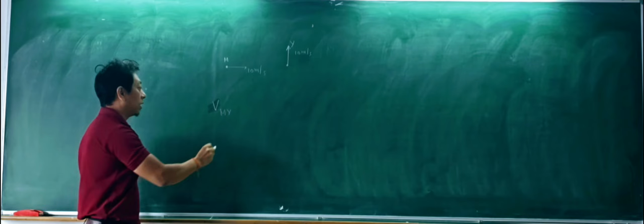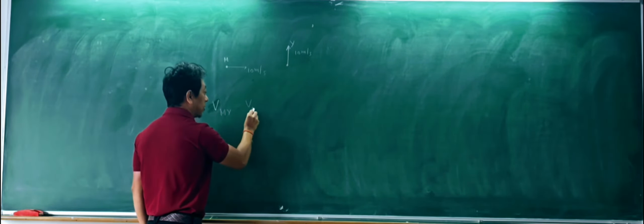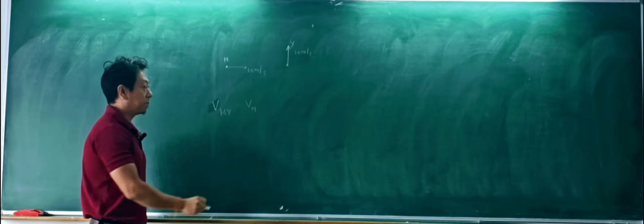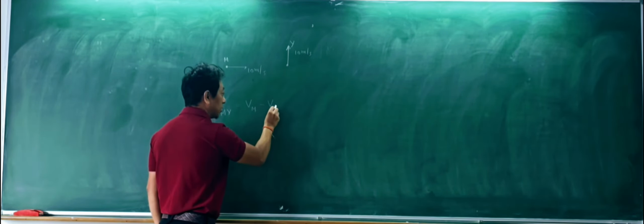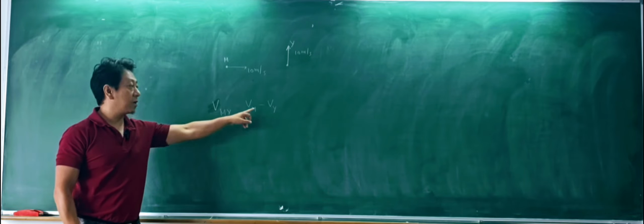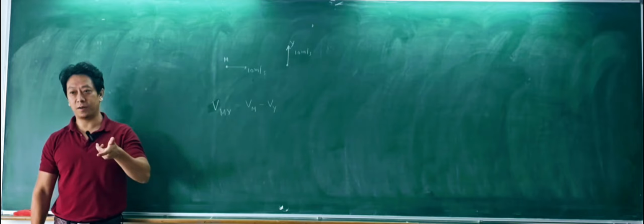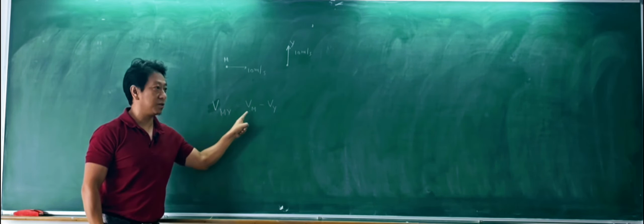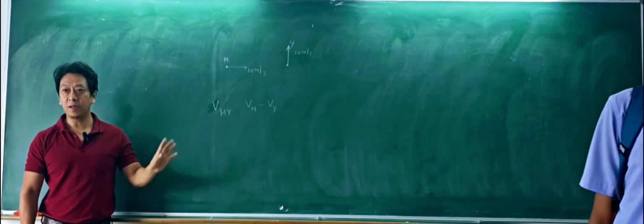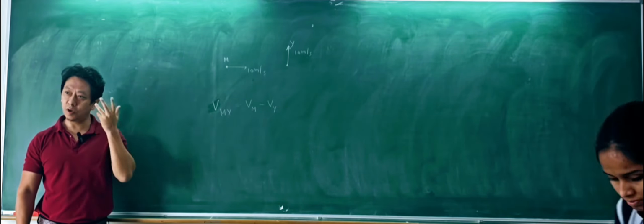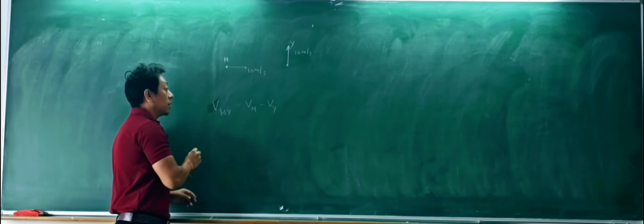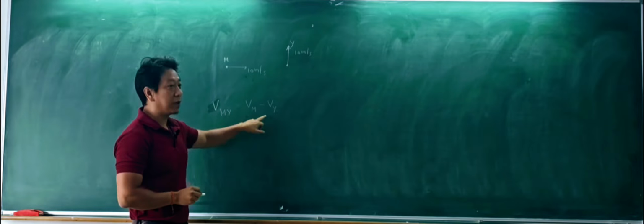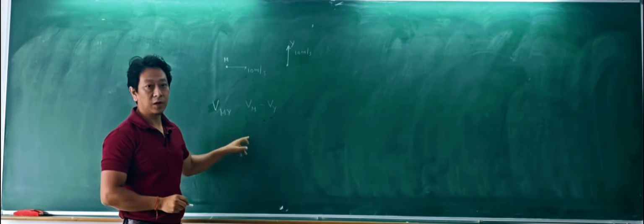then what is the formula? My velocity with respect to ground minus your velocity with respect to ground. This minus is by default in the formula. Don't think there is a minus sign because this is opposite to this. Minus is by default. It is already there in the formula. Now if you put 10, 10, what will you get? 0. Right or wrong?